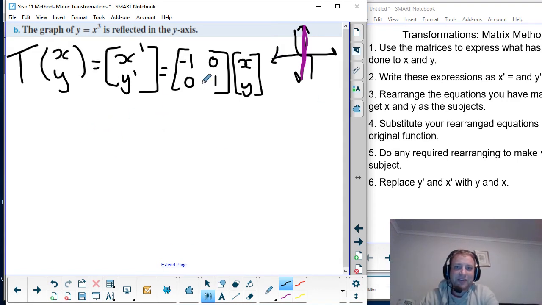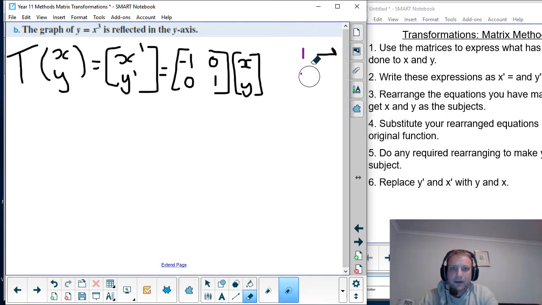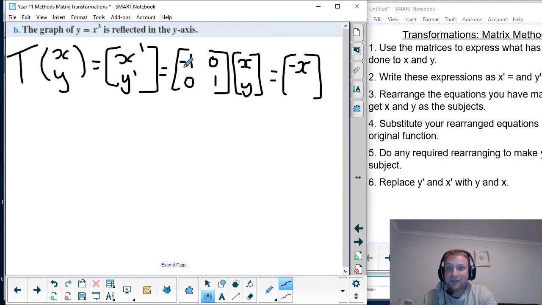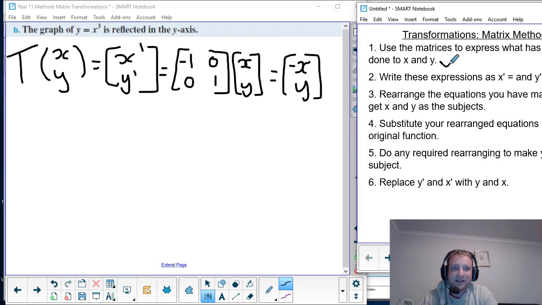We want to actually multiply the matrices together. Step 1 is to times this by that. When I multiply these things together, x is going to get multiplied by -1, and y is going to get multiplied by 1. So when I do that, I get negative x, because -1 times x is negative x, and 1 times y is just y. All right, step 1 is done. We've used the matrices by multiplying them together.